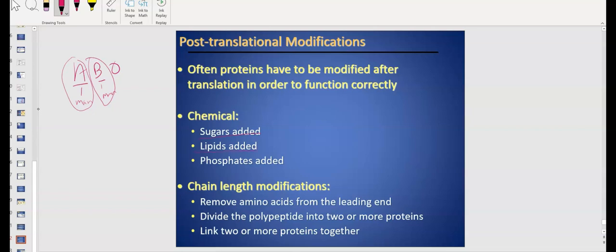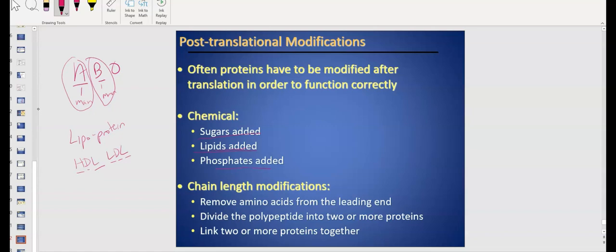We can add lipids, and we call that a lipoprotein. Right? So if we're talking about HDL or LDL, what does that stand for? High density lipoprotein. Is that cholesterol? No. It's a protein. It says it in its name. This is low density lipoprotein. So that's a protein with a lipid added onto it.